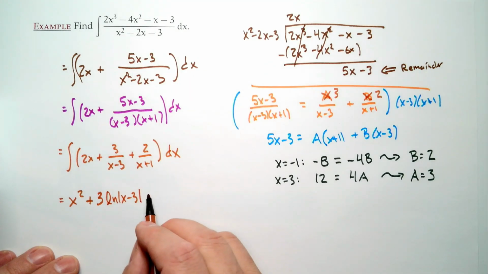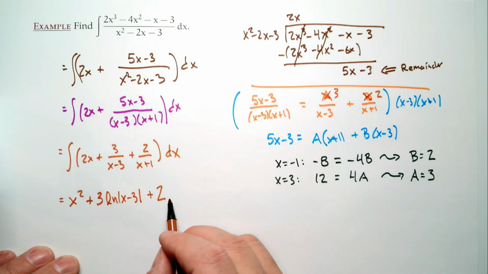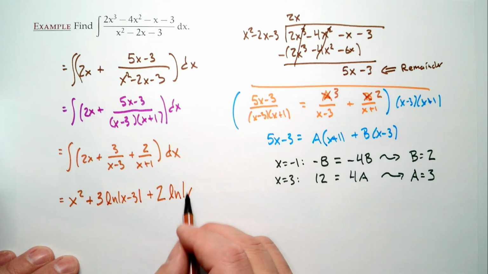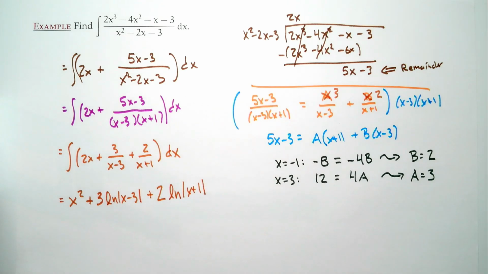2 over x plus 1, 2 log x plus 1. In general, if you're integrating 1 over x plus a number or 1 over x minus a number, it's the natural log of x, whatever, plus that number or x minus that number.